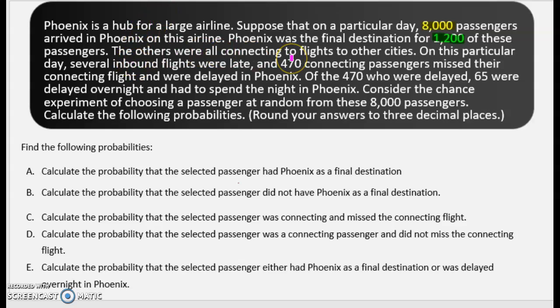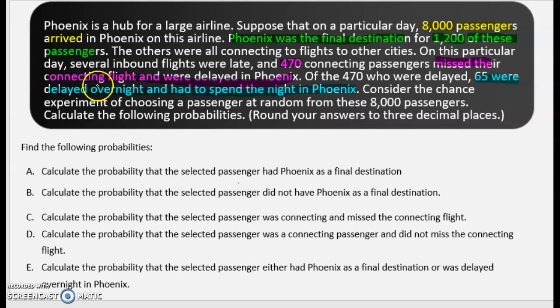The others were all connecting to flights to other cities. On this particular day, several inbound flights were late and 470 connecting passengers missed their connecting flight and were delayed in Phoenix. Then it talks about a whole other set of the 470 that were delayed. 65 were delayed overnight and had to spend the night in Phoenix. So we want to pay careful attention to what all of these numbers are so we can find the correct probabilities. 1,200 of these were passengers where Phoenix was their final destination.